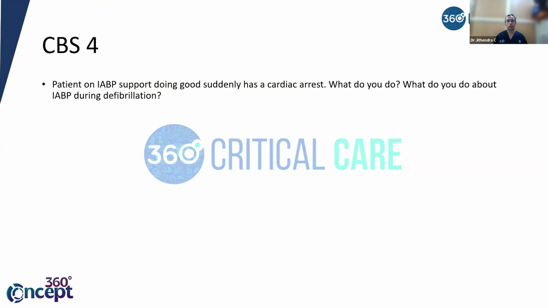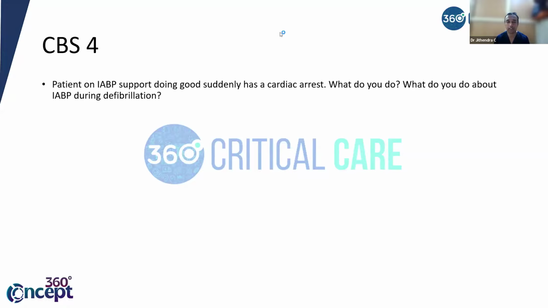So next question. A patient on IABP support, doing good, suddenly has a cardiac arrest. So what do you do? This question I think you should answer. And part of the question was, what do you do about the IABP during defibrillation? Should I switch off the IABP, or keep the IABP? What do I do? Somebody said, yes, correct. Put onto auto mode. You can change to a pressure trigger. Very good. Auto mode is the safest answer.